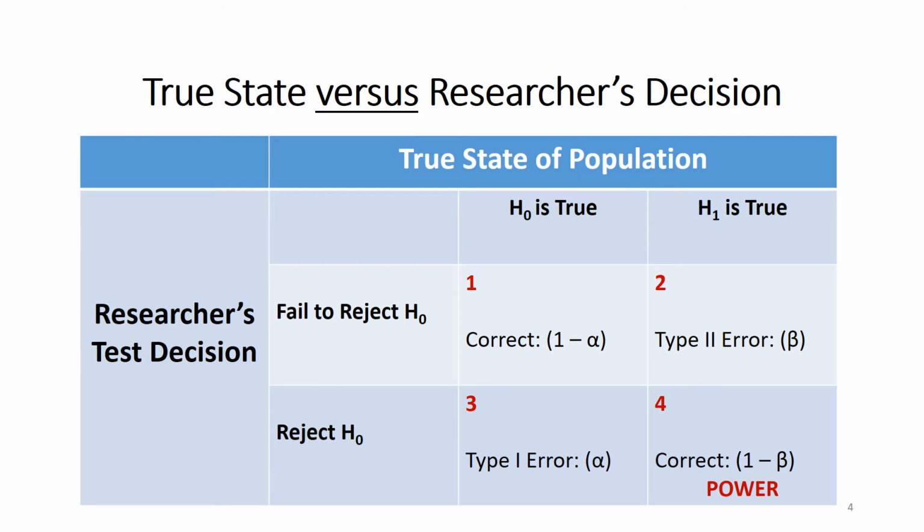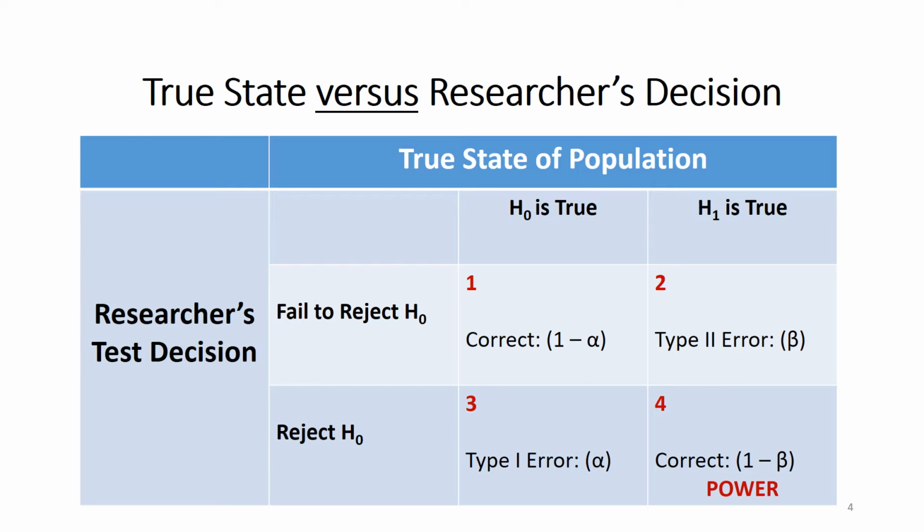Box four is the exciting box. This is the box that we as researchers and scientists want to land in. Why? Because it's when we say, wow, we found something. We found a significant effect, a significant difference, and sure enough, we were right about it. It is so powerful in the realm of statistics and research that we give it a name. Box number four is called power, and we'll be talking about that in a little more detail later.